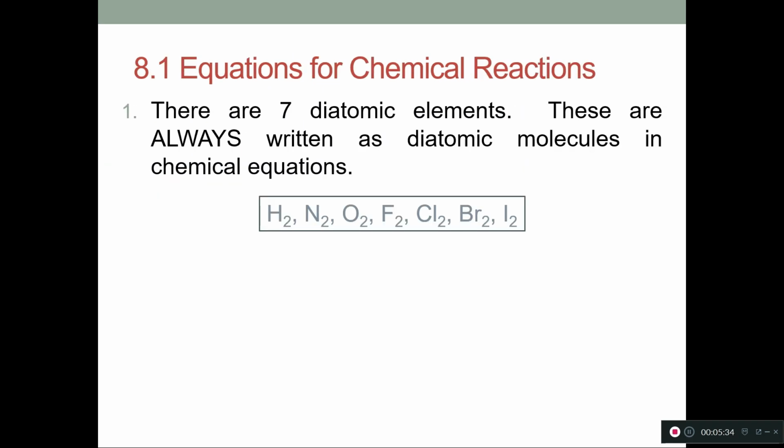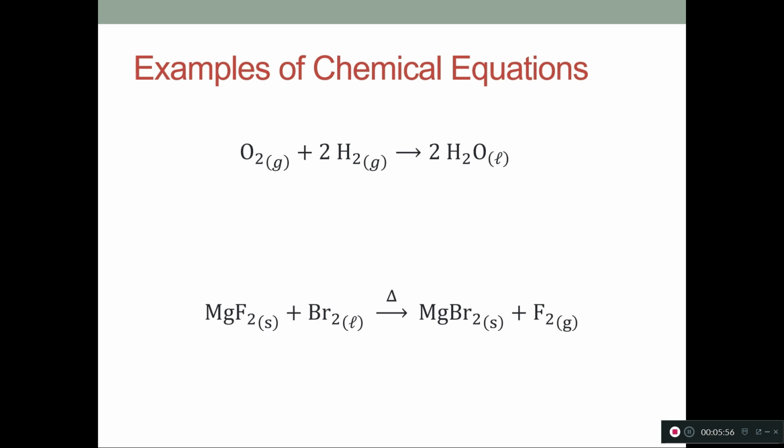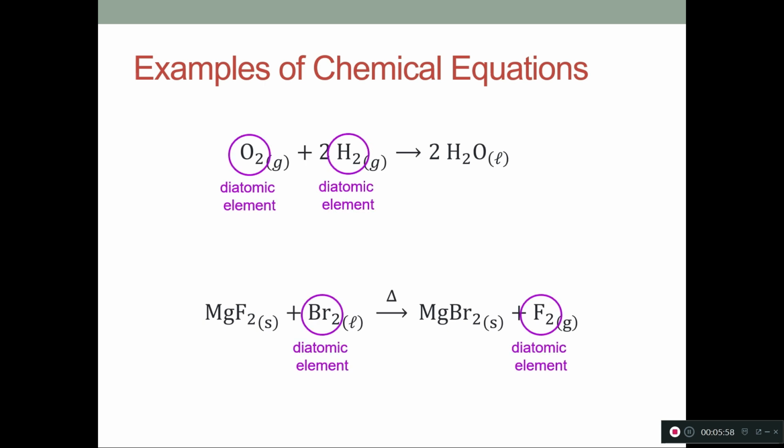So when we're writing our chemical equations, one thing to remember is that these 7 diatomic elements are always written as diatomic molecules. So if we have hydrogen in a reaction, we would not just write that as H, it would always be H2. So when these are in their elemental form, you always want to use the diatomic form of it. So for instance, with reactions like this, we would want to use our diatomic forms of these elements.